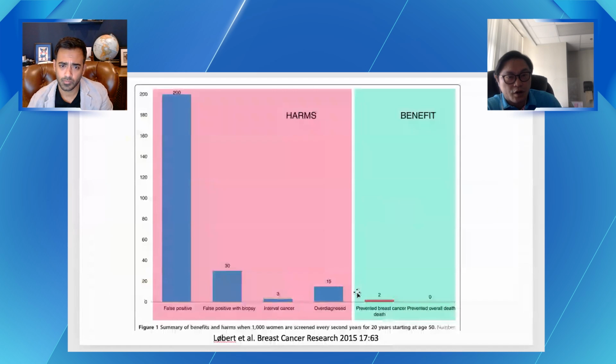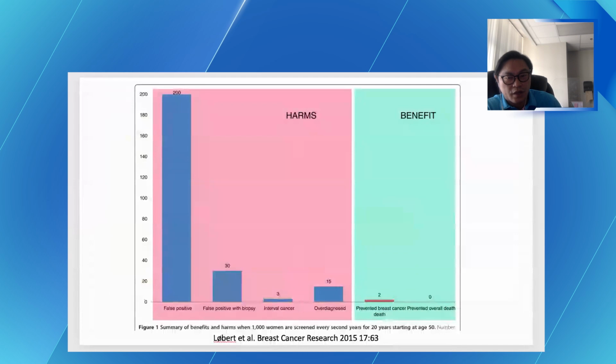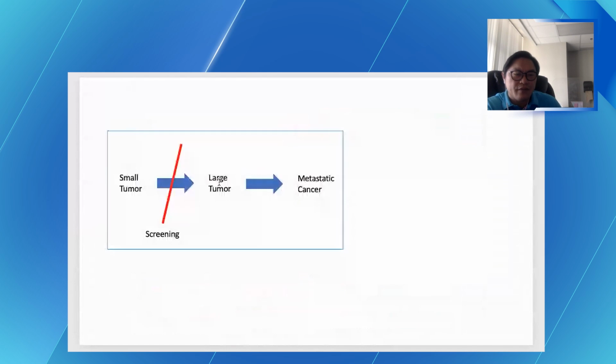And there are multiple harms of these false positives, the ones you biopsy and so on, but your actual benefit is extremely small. And it's hard to understand why there's such small benefit, because you think, if you're picking up these cancers early, then why are you not seeing any benefit? Because this is what people think: a small tumor grows to a large tumor, which then breaks off and metastasizes. Screening blocks you from going from a small tumor to a big tumor, right? Because you're picking these up at a small size. But it doesn't work. So the question is why it doesn't work.